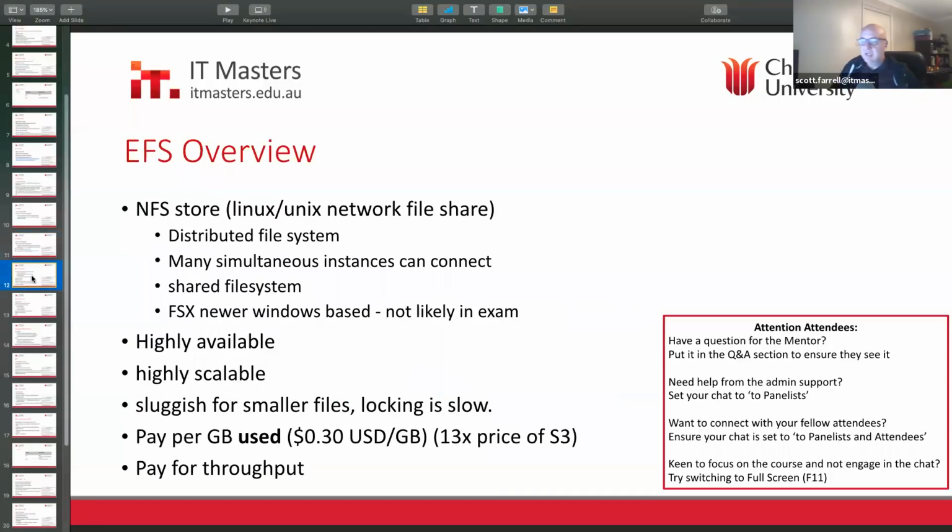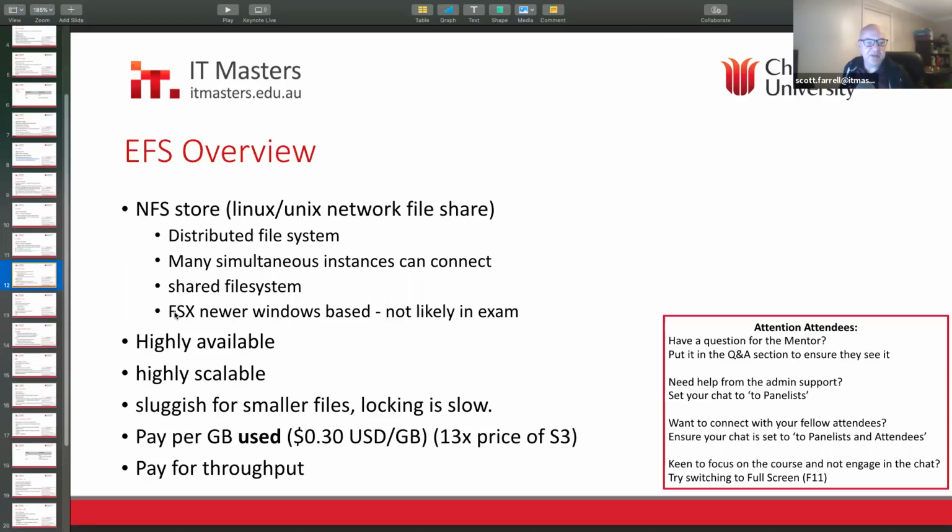Okay. The next thing we're going to have a look at is EFS. So EFS is an NFS store. It's a Linux Unix network file share. It's a distributed file system, so many simultaneous instances connect. So this is aimed at when you're having a horizontal scaled out application that might have 20 or 100 EC2 nodes, and they all connect back to the same NFS store. It's a shared file system.